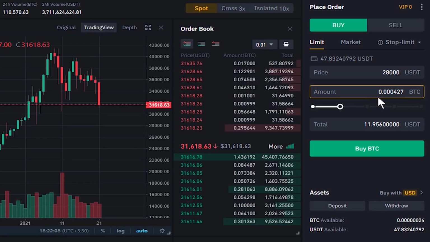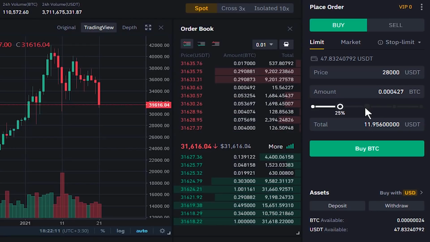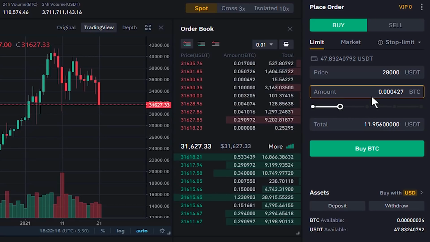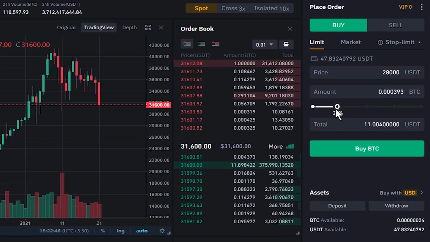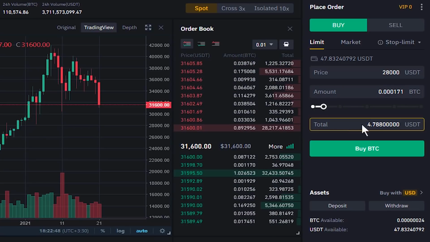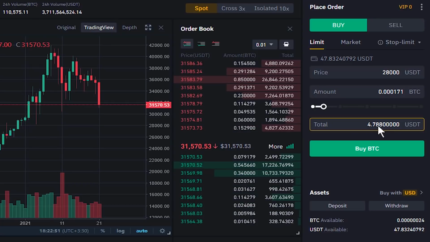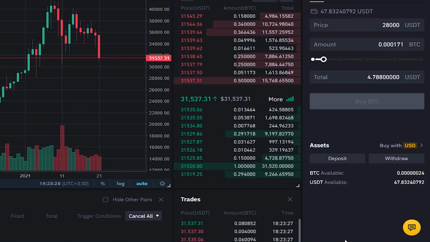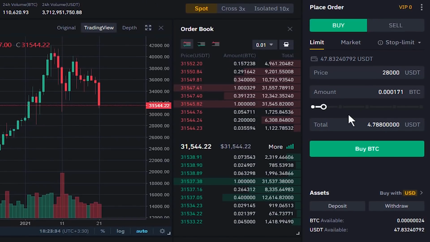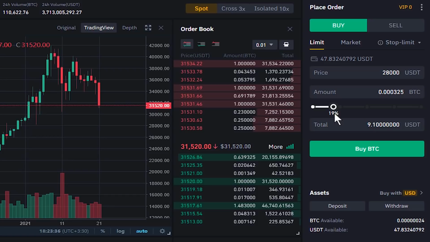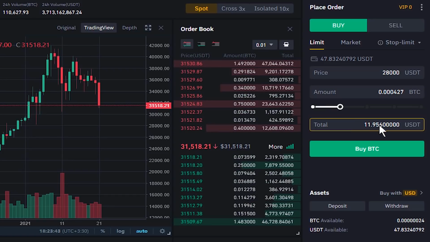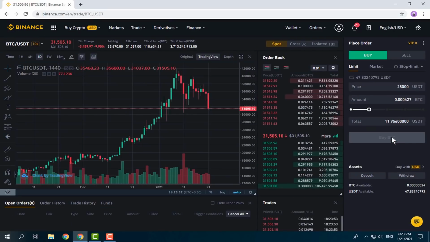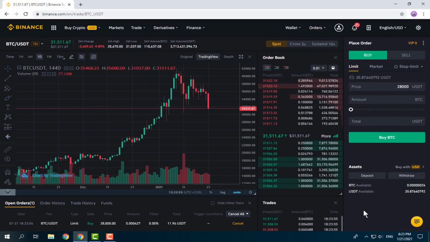And one thing I forgot to say about market orders is that the minimum order amount you can place in Binance is 10 Tether. For example, if I make my order less than $10, as you can see here, and I click on buy BTC, the order fails and it says total value must be at least 10. By making it 25% again, which makes the total amount above 10, and clicking buy BTC, the order is successfully placed.